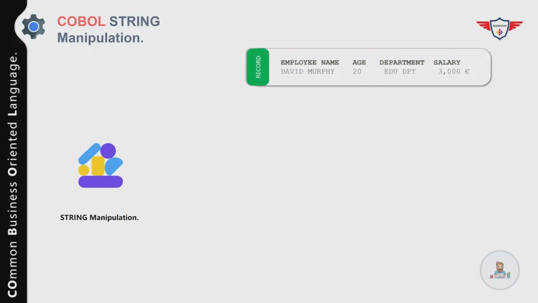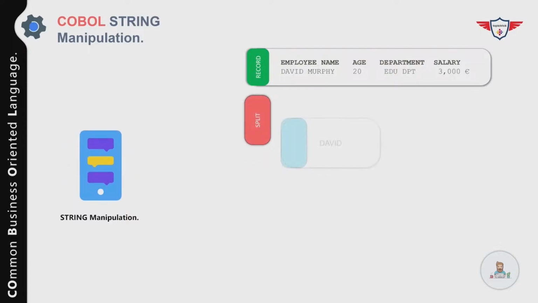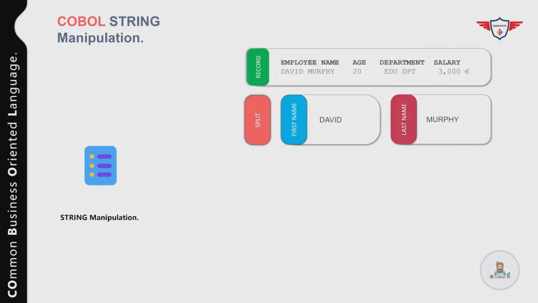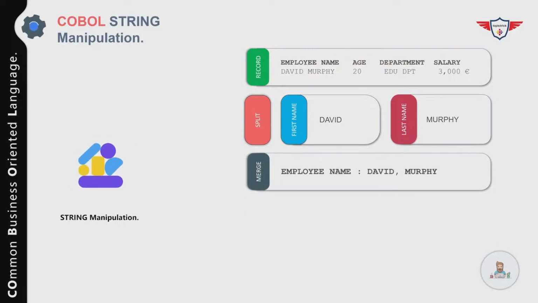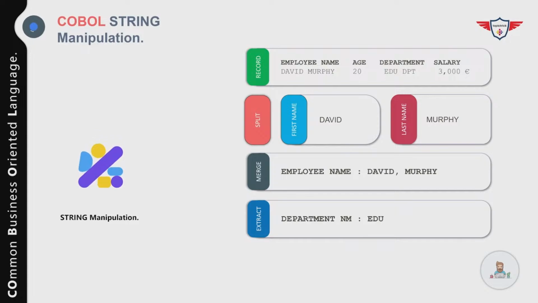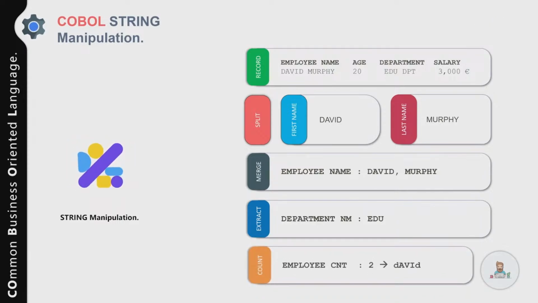So let's say you want to split the name of an employee into first name and last name. In that case, you can use the split function. Similarly, if you want to merge first name and last name and you want to include a comma after first name, then probably you can use the merge function or concatenation. And in case you want to extract any specific information, so let's say in this case I want to extract the department name, then I can use the extract function. And lastly, if you want to count specific characters in a string, then probably you can use the count function.